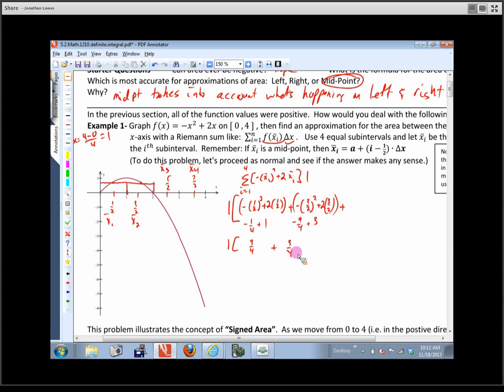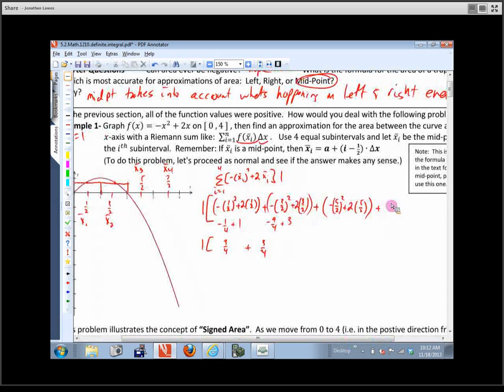Okay, now again, we're just blindly going through here, and we're doing this math. So the next one would be negative 5/2 quantity squared, negative out front, of course, and then plus 2 times 5/2. And then this last one would be negative 7/2 quantity squared plus 7/2. Everybody good there?